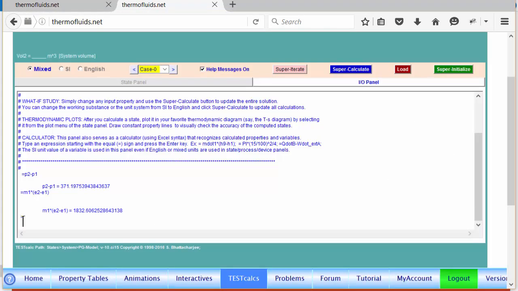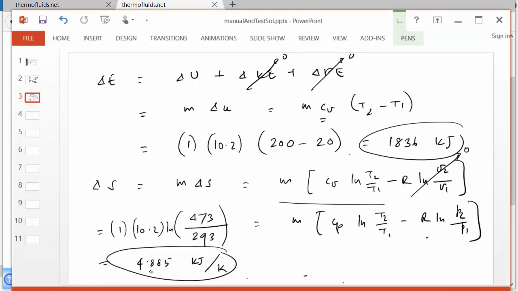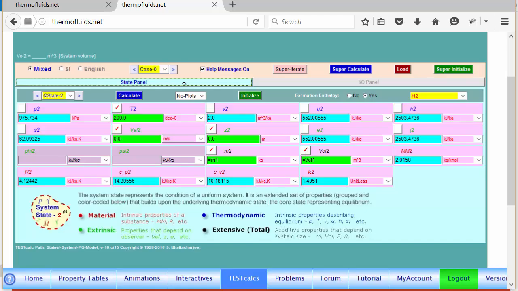How about the entropy change? M1 times the change in specific entropy, small s2 minus s1, and that's 4.87. Again, I think our answer was 4.88. So very, very close answer. So as you can see, TESTcalc can very easily verify a solution.